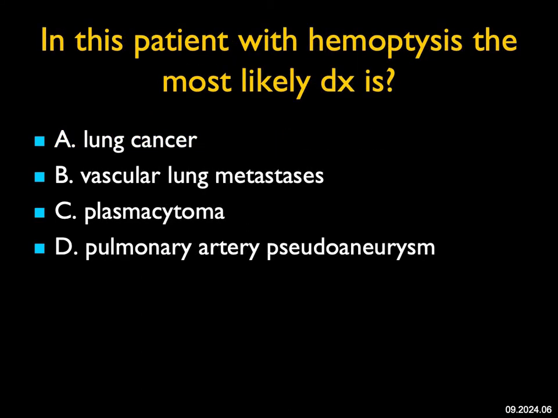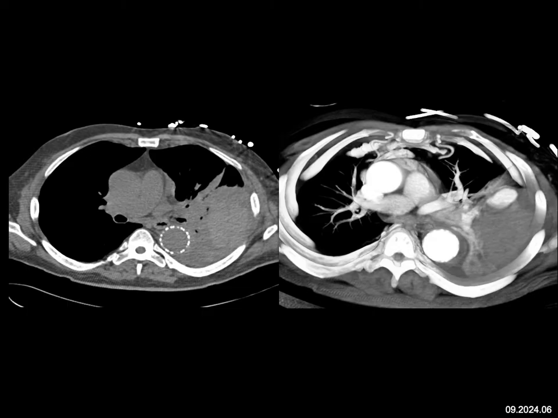In this patient with hemoptysis, the most likely diagnosis is... There are non-contrast scans in a patient who has an endovascular stent, and then you see the contrast scans, and there's a very bright structure in the mid-left lung. When you track it, it goes toward the pulmonary artery. We're not dealing with lung cancer here, and we're not dealing with vascular lung mets. The enhancement of that structure in the left chest is the same as the aorta.